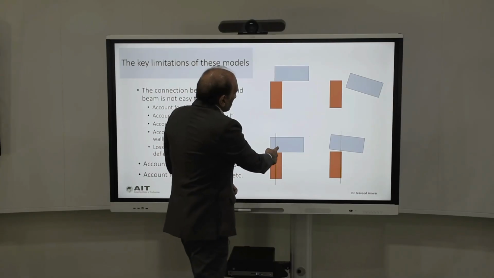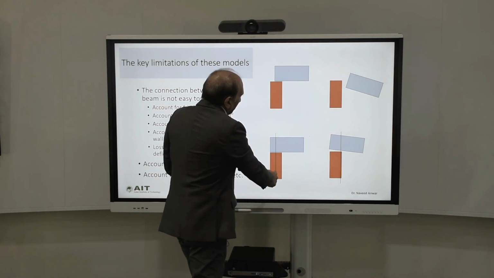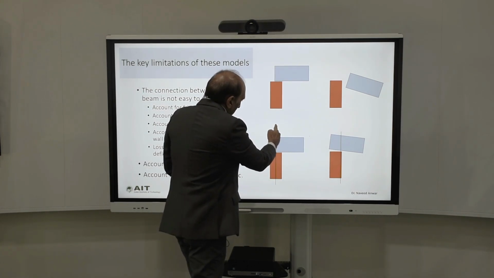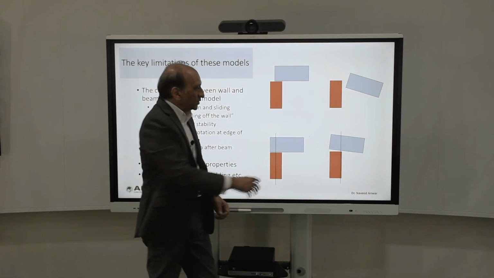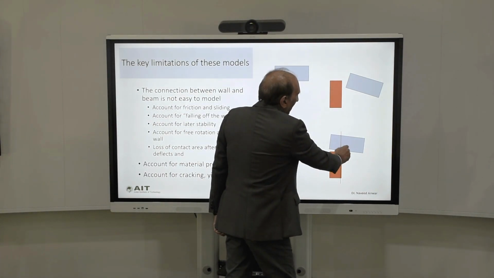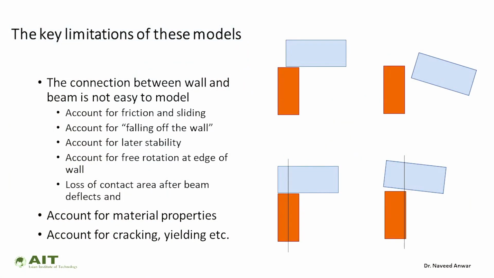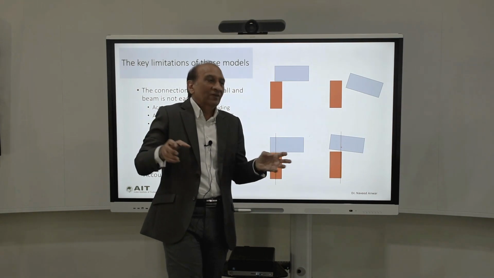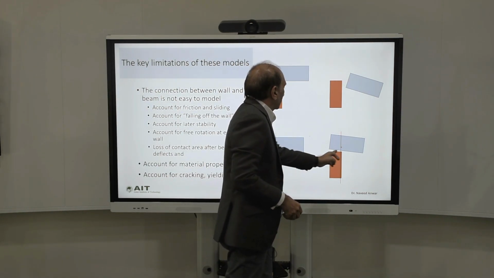Then the other problem is when the beam rotates, we assume that the beam is resting on the center line of the wall. But actually it rotates on the edge of the wall, not on the center line. So that means the span that we assumed is also not correct. And then that rotation at the edge of the wall will change the reactions, not from the center line, but from the edge of the wall.